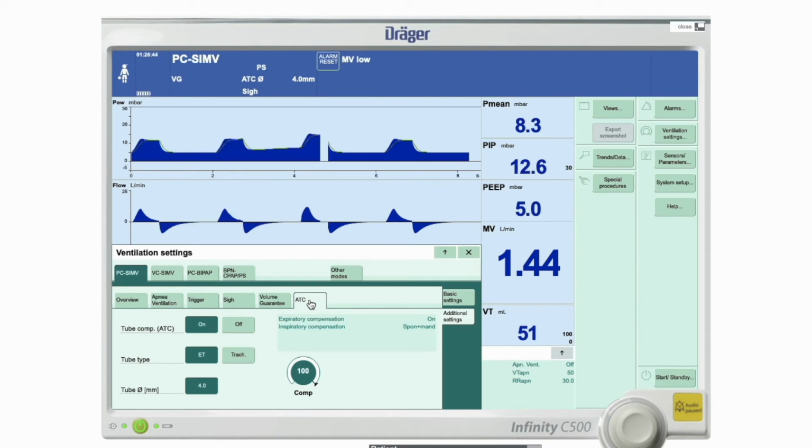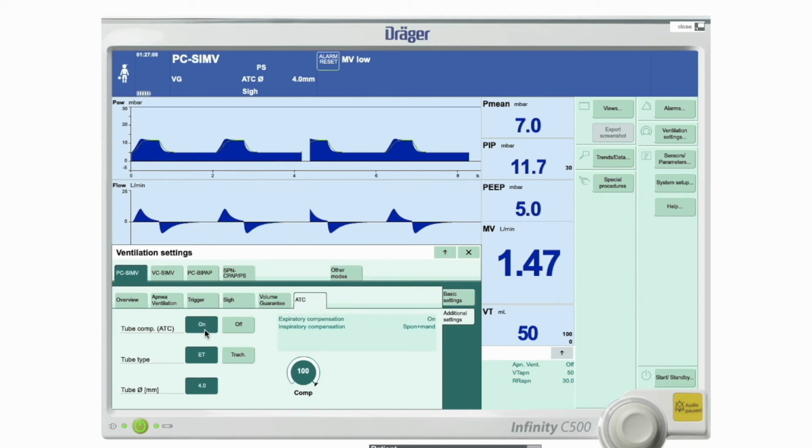So especially as you're starting to wean patients and you're expecting patients to take over the breathing themselves so that we can get them towards extubation, it becomes very important for us to take the work of breathing associated with the ET tube into consideration. So one way of doing that is by putting on automatic tube compensation.